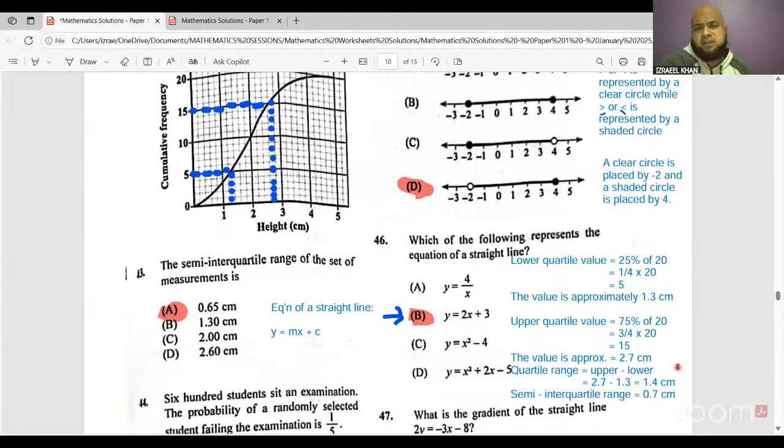And what we do is that to get the semi-interquartile range, you divide it by 2 and you get 0.7 cm. Yeah? Cool. The closest thing to that was 8.65. You have to bear with me.